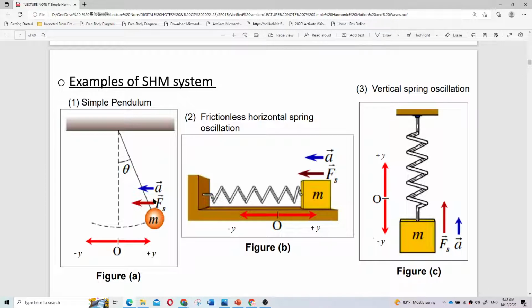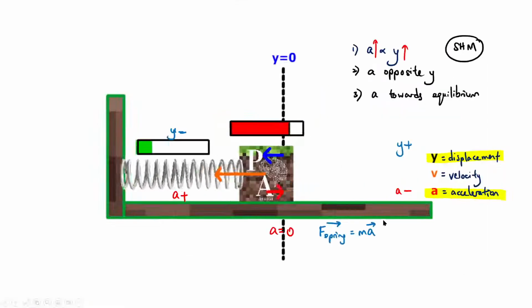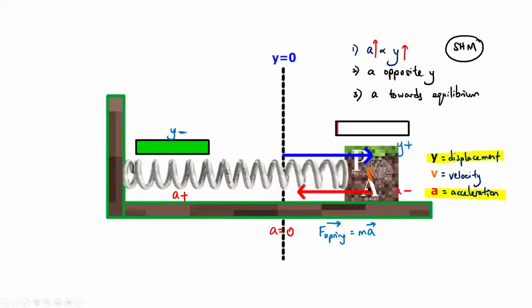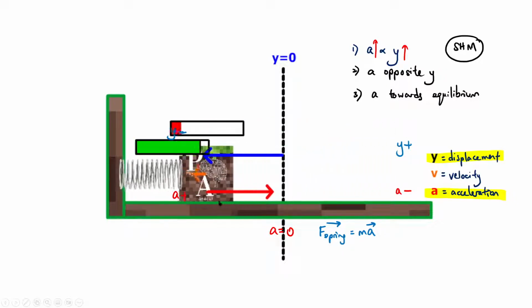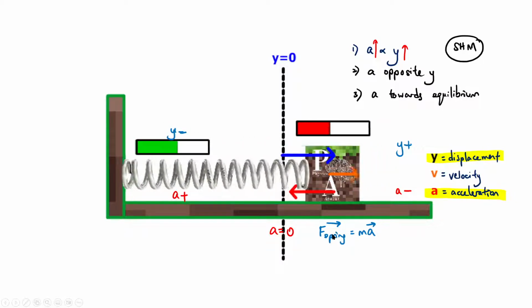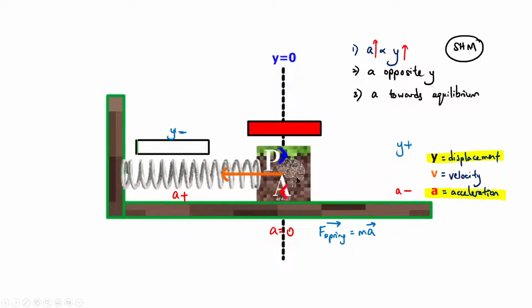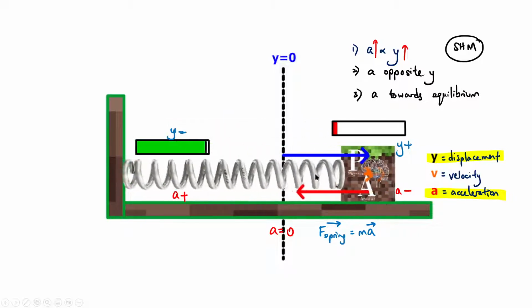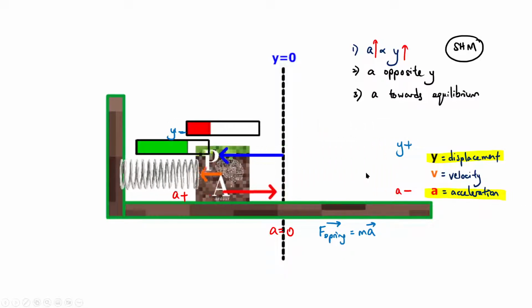Now, some of you may ask, why is acceleration towards equilibrium? Look again at my animation. Why is the acceleration always towards equilibrium? I told you it's about the spring, the force in the spring. When the spring is being extended, let's say the block is over here, what do you think the spring will do?